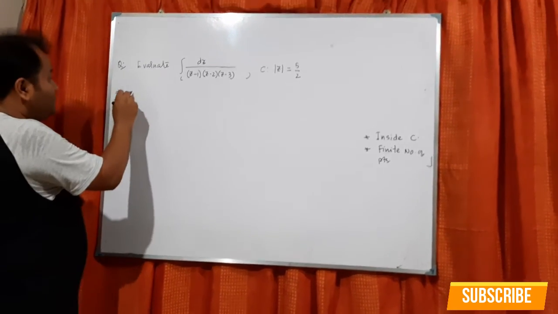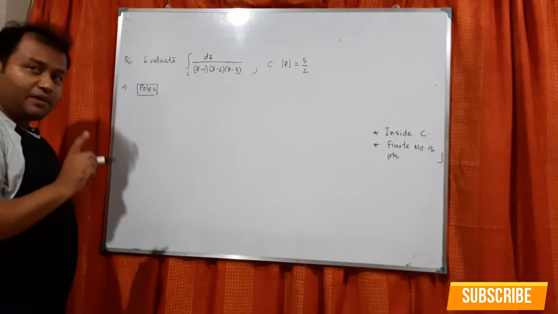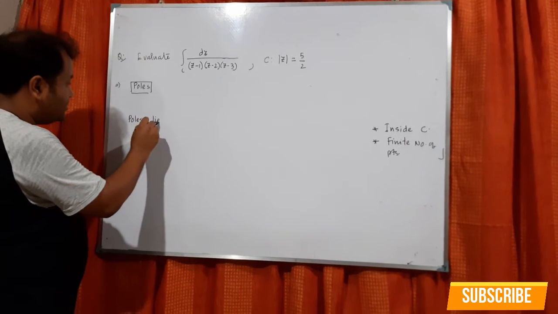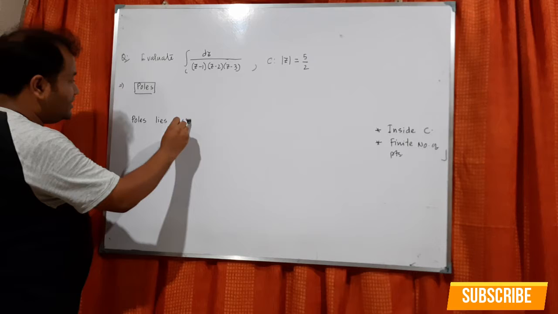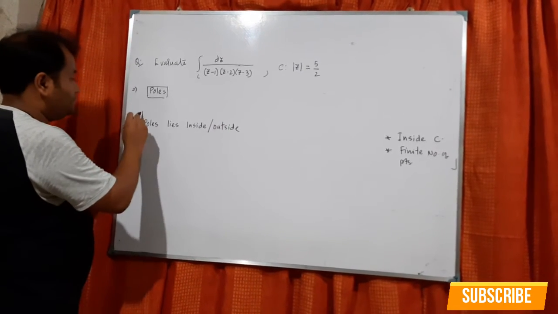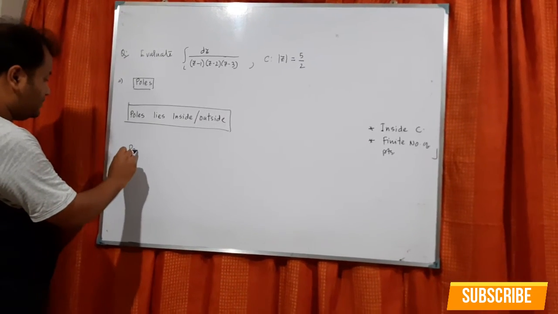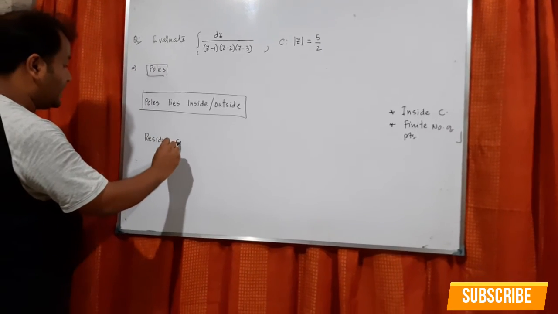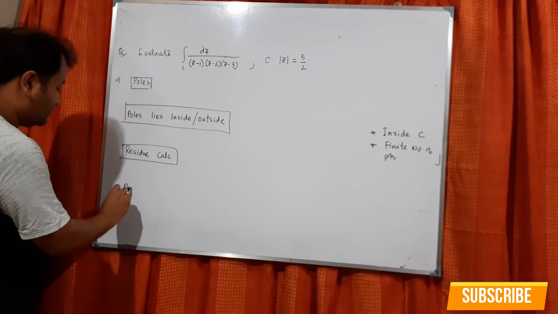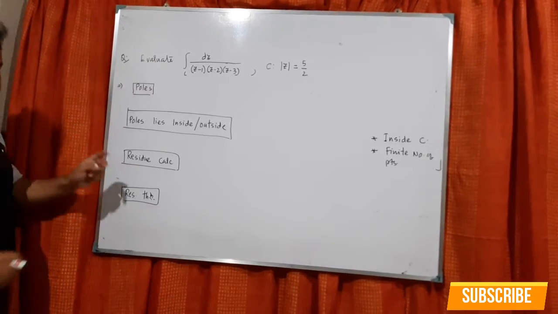Step number 1, finding poles. Step number 2, whether the poles lie inside or outside. Step number 3, residue calculation. And step number 4, residue theorem. Let us discuss one by one.